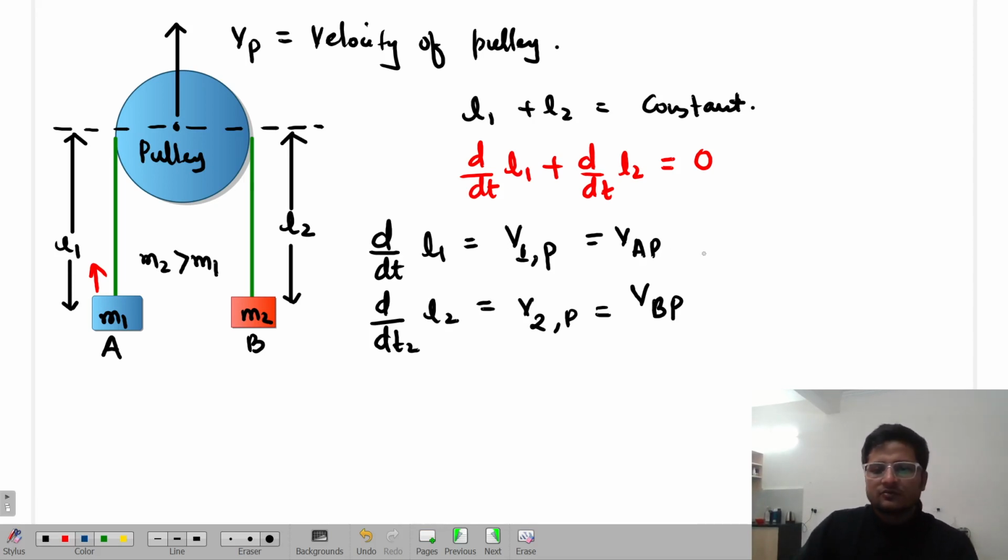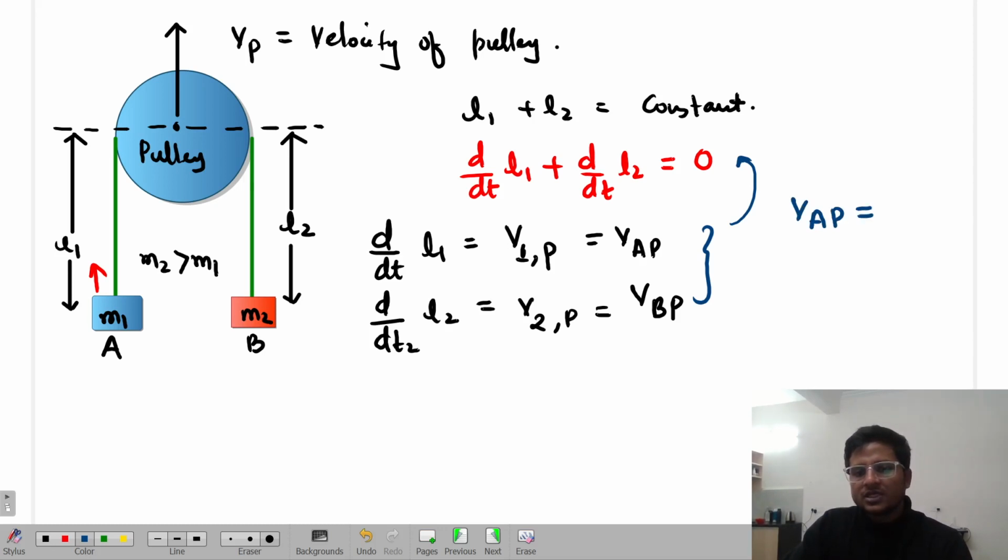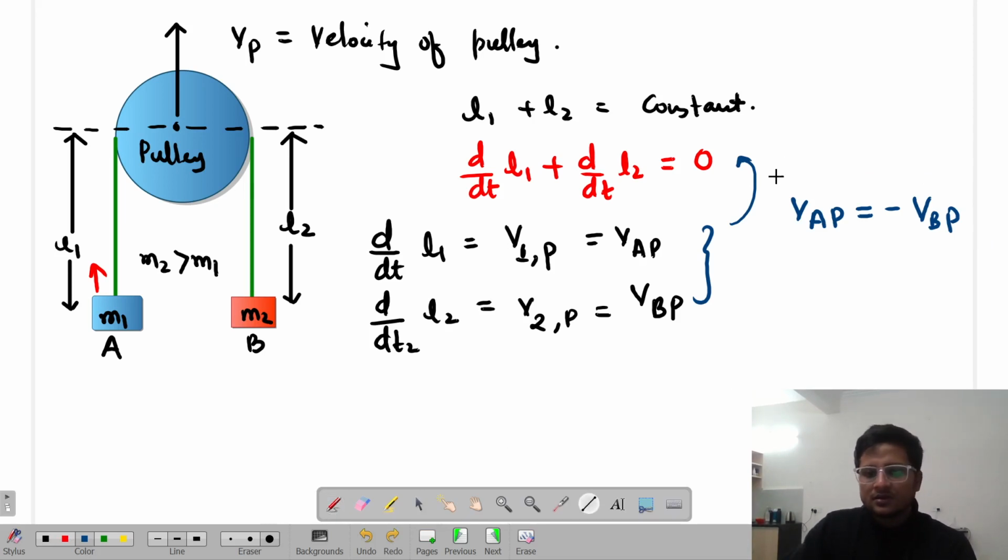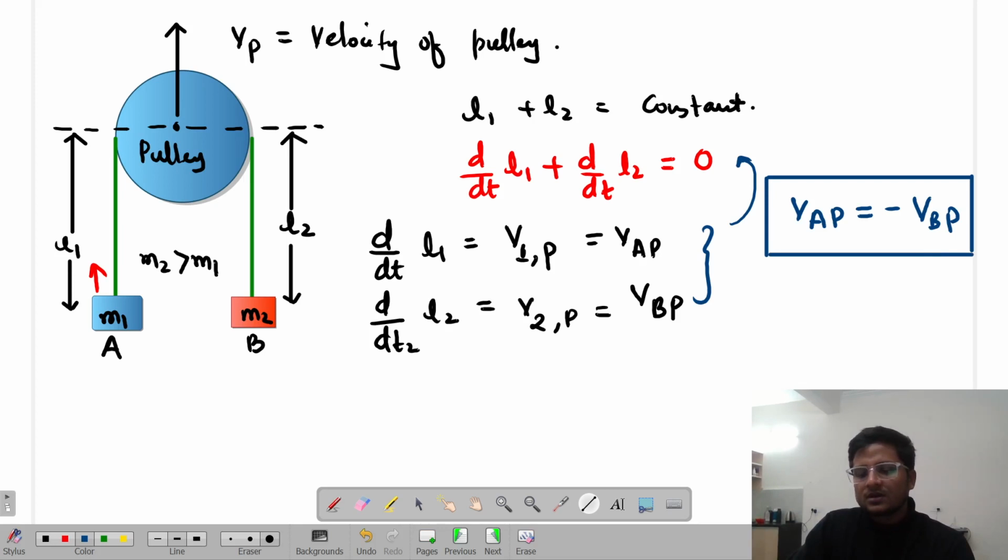Yes, so basically from this, if I just combine these two relations and bring it over here, I get one conclusion: the velocity of block A with respect to the pulley is nothing but minus the velocity of block B with respect to the pulley. So this is my first relation. Are you able to get me or not? So basically if A goes upwards, B will go downwards. Is that clear or not? The magnitude remains the same. Is that clear?